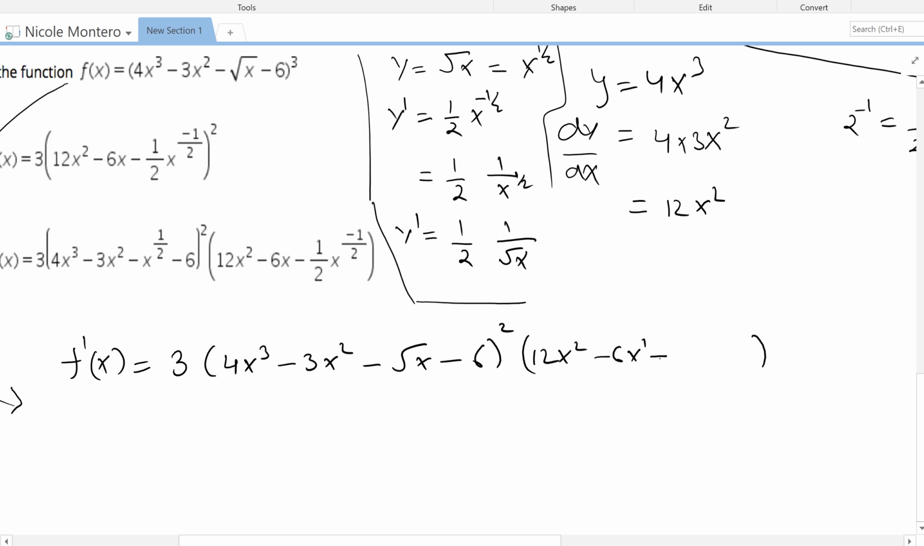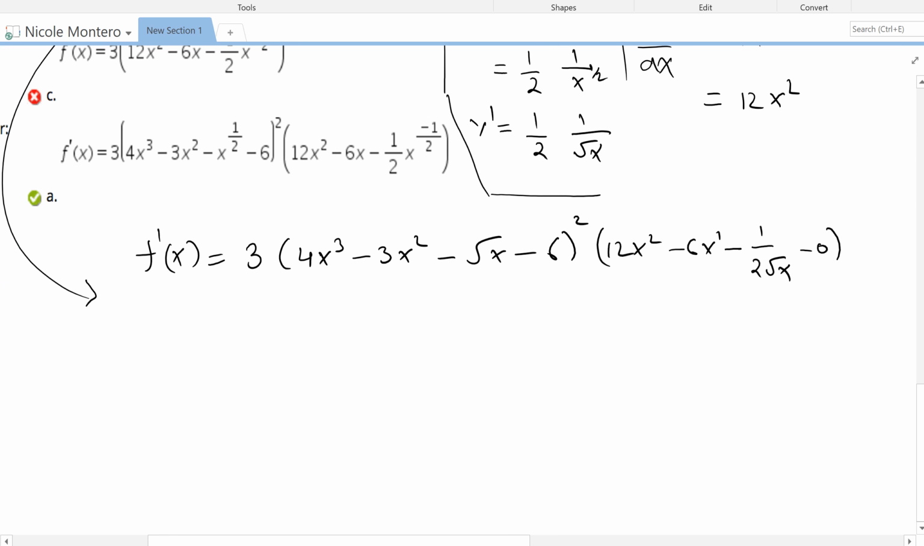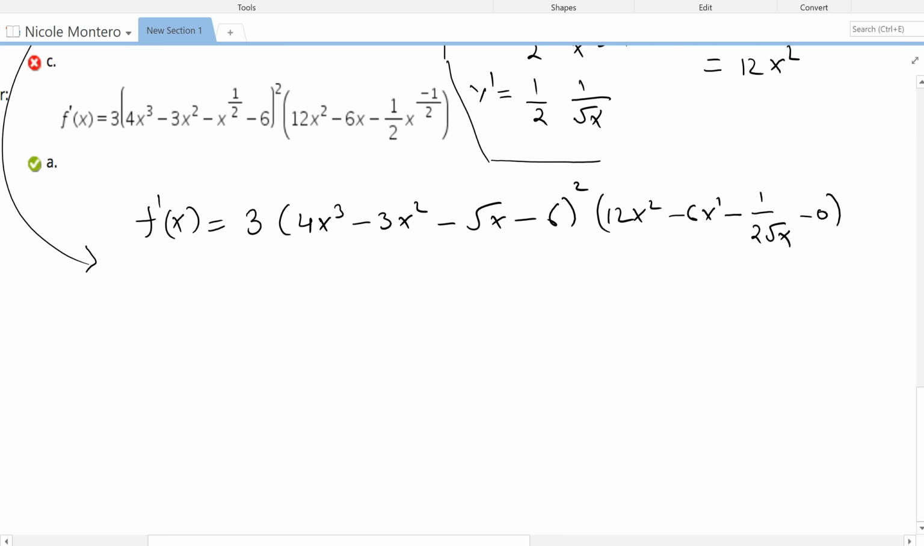So the negative sign is going to stay there. So we have 1 over 2 square root of x. And then we do the derivative of the constant, which is 0. That's it. Okay. So for this one here, see where it says the right answer is A.